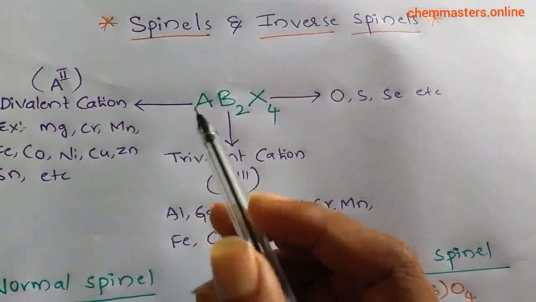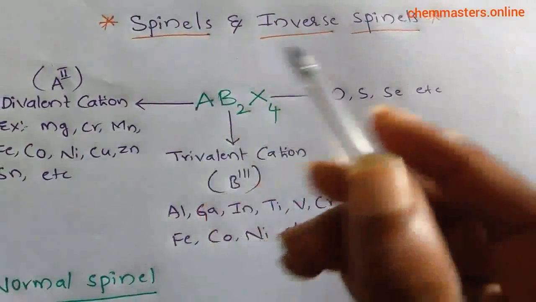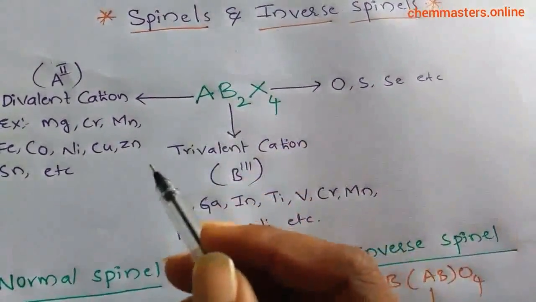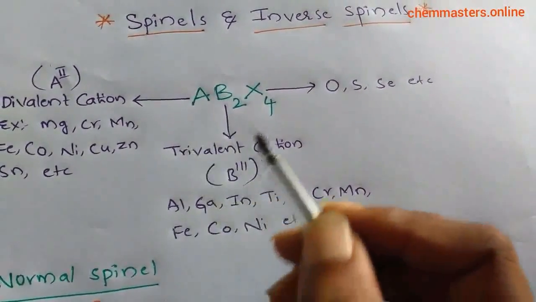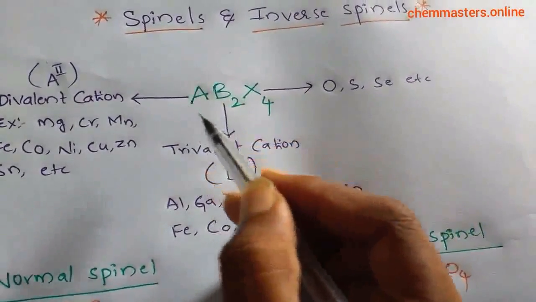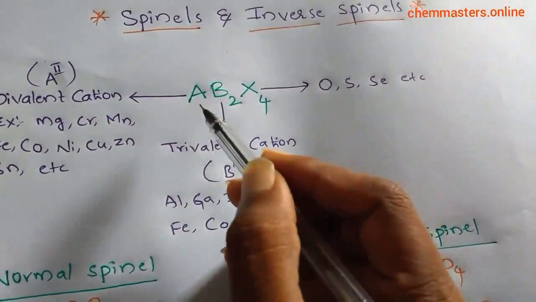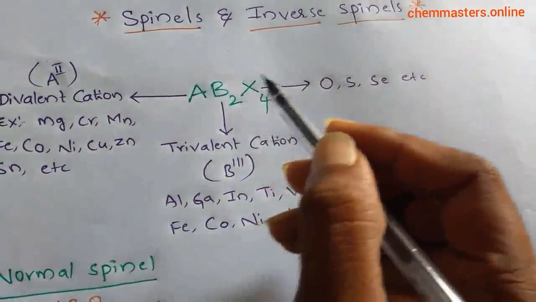Hi, now we are discussing spinels and inverse spinels, which are very important from the point of view of CSIR and GATE exams. Now just look at this. It is the general formula given for spinels, that is AB2X4.